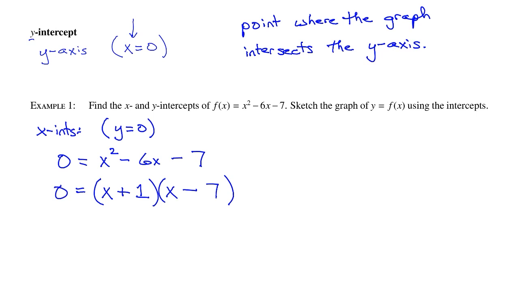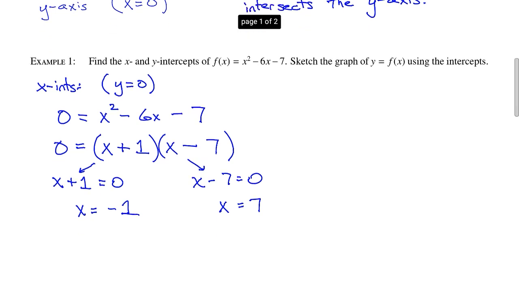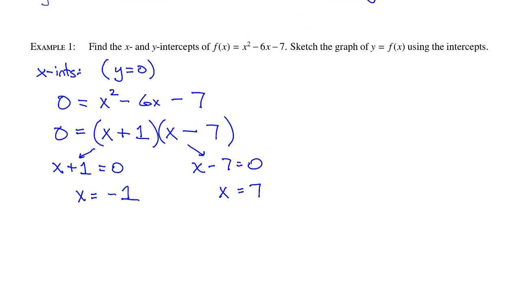Now when you have it factored and the product is equal to 0, then you split these up and you set both factors equal to 0 and solve each equation. So we get x is equal to negative 1 and x is equal to 7. And those are the x-intercepts. And in some cases, you'll need to write these as points. So the points are negative 1, 0, because the y is 0, and 7, 0.